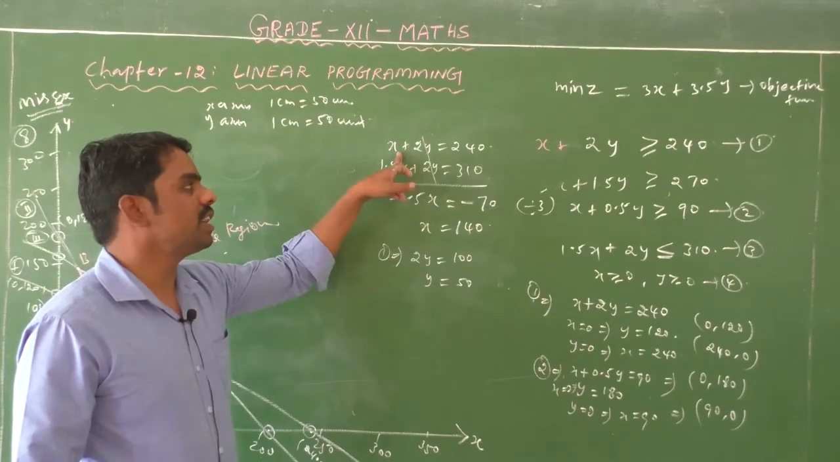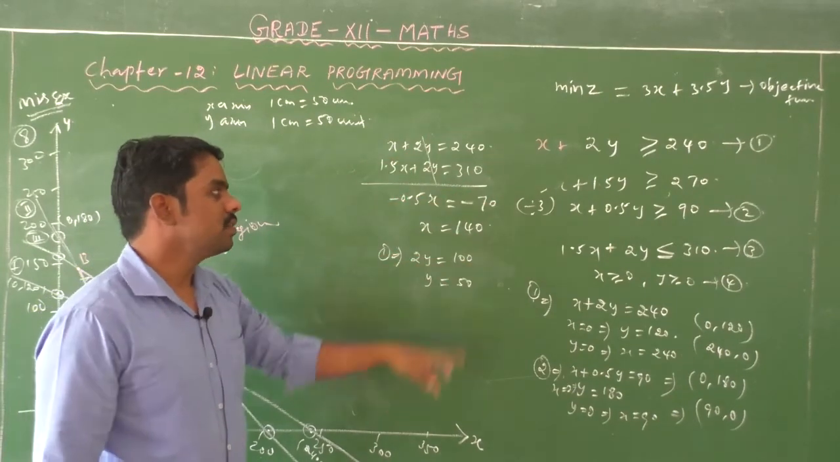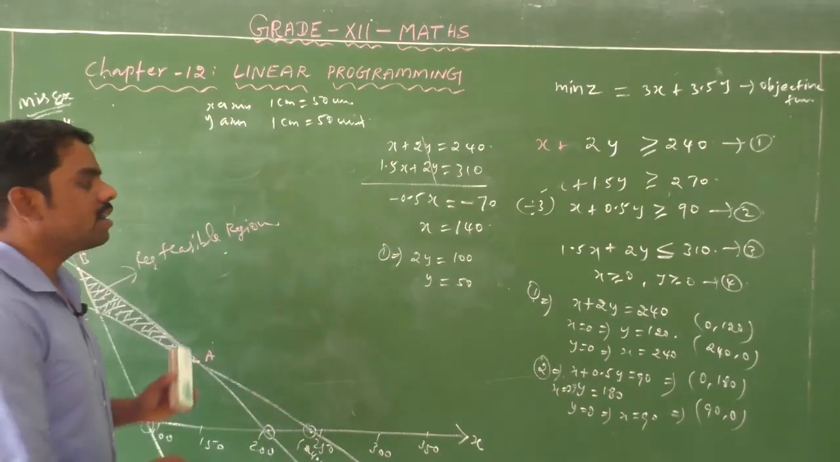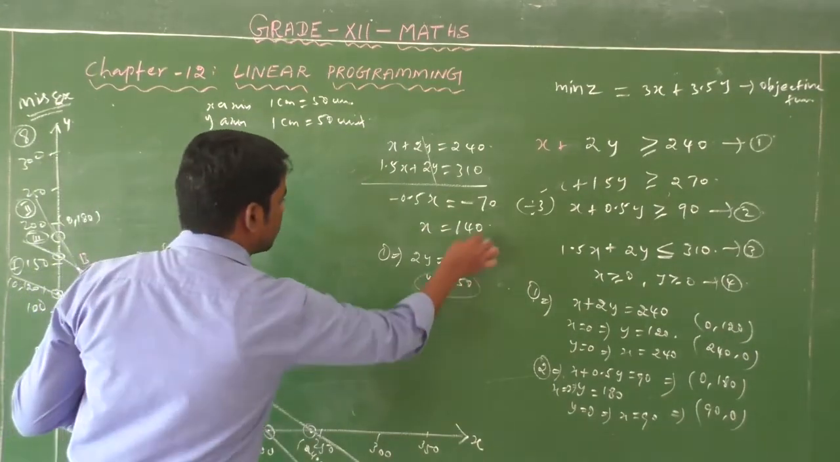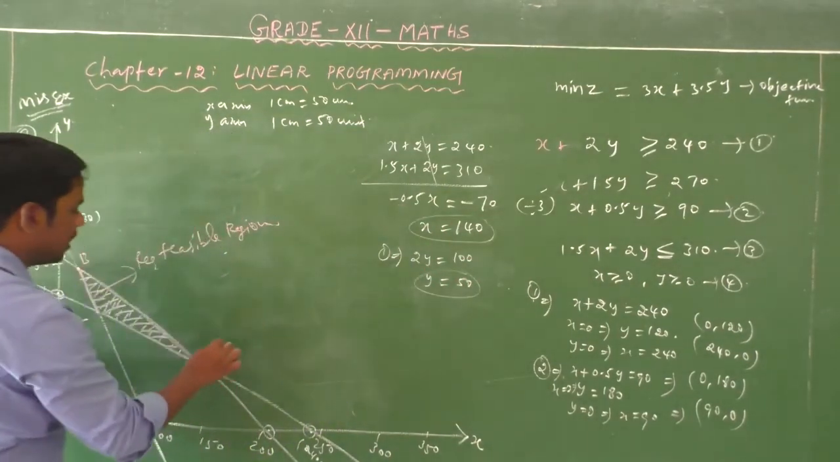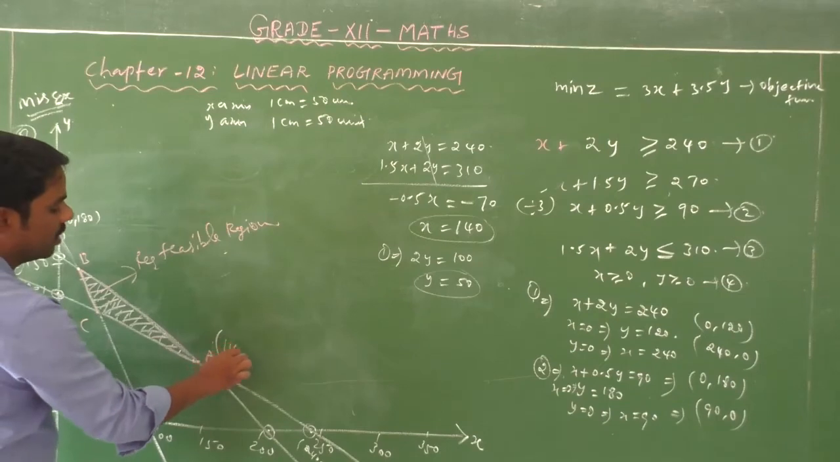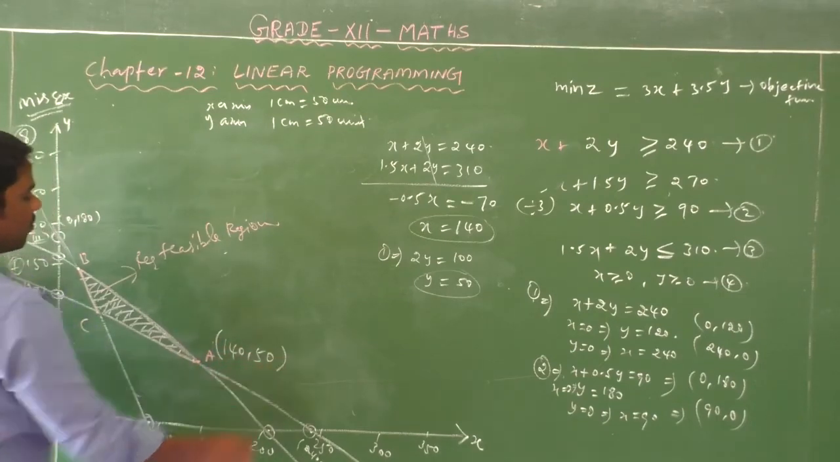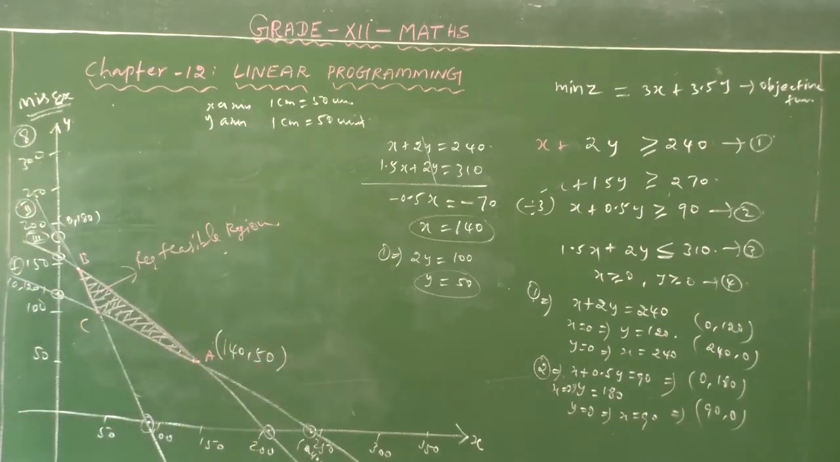2y is equal to 240 minus x value 140. 240 minus 140 is 100. 2y equal to 100, then y equal to 50. So therefore the point A is 140, 50. Right.